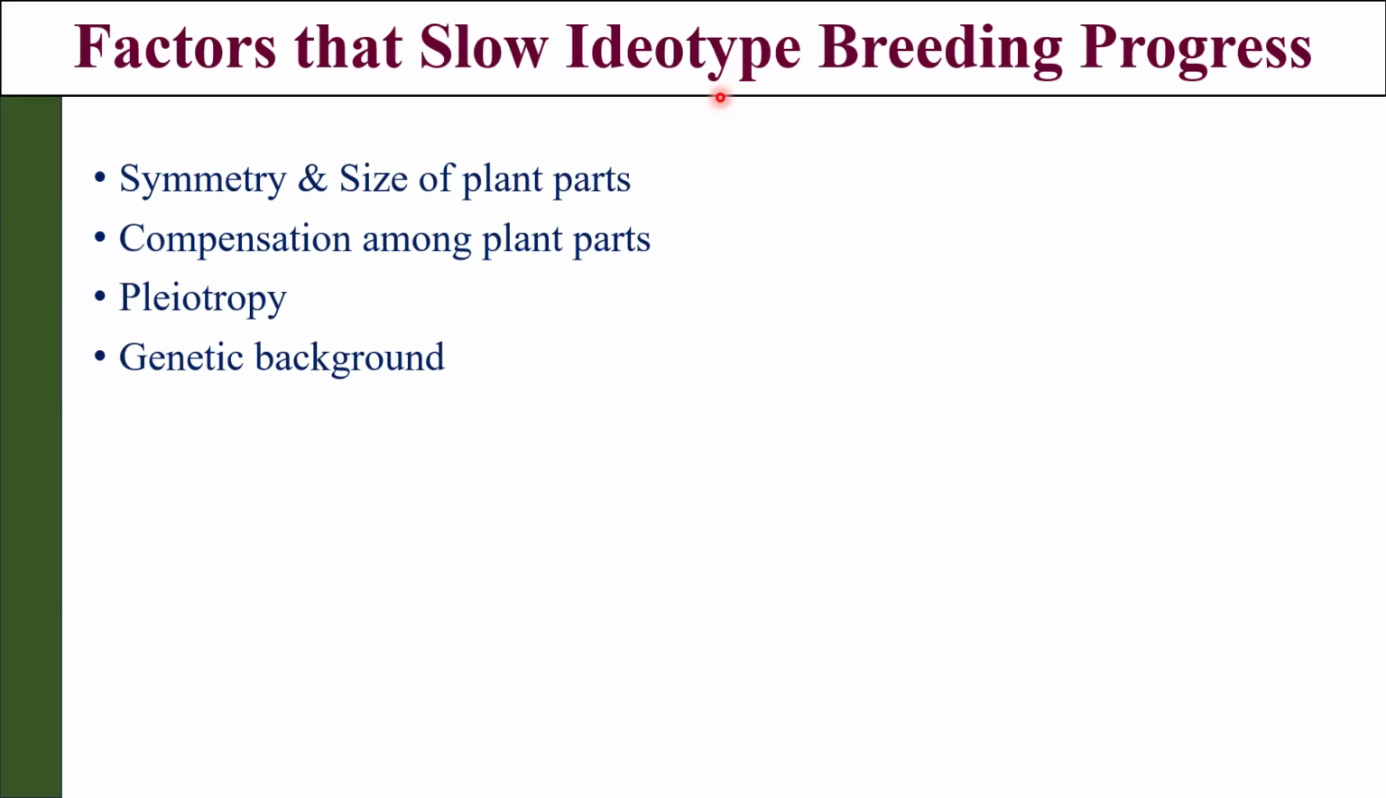Linkage drag and pleiotropy are very, very important points when you are reading about breeding, when you are developing an ideotype. Then genetic background. For example, if you are bringing some traits into a different genetic background, then definitely there will be modifier genes, which means they will modify the expression of the particular gene. Then you will not get the desired expression of the gene that you brought from the donor plant. These are the different factors which will slow down your ideotype breeding progress.